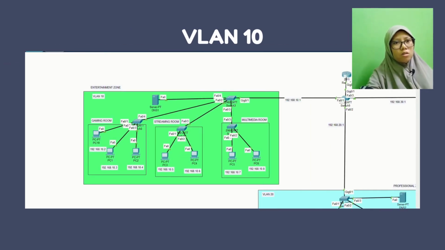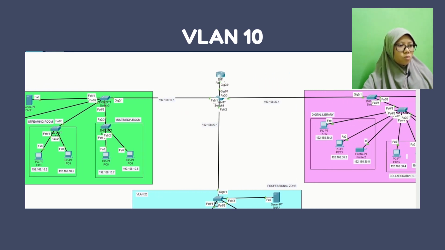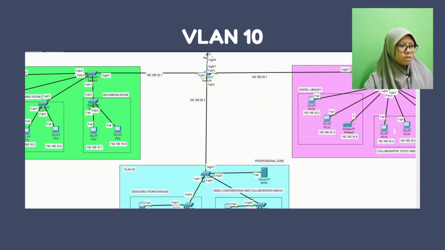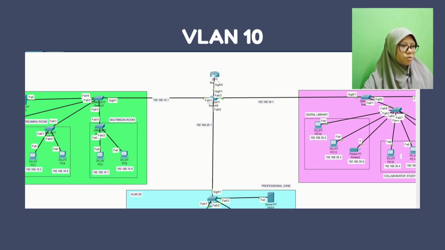Assalamualaikum. Today I will continue with the demonstration of our simulation project in Cisco Packet Tracer. Before I explain the connections, we have already created the topology for EasyNet Cyber Cafe. Here we have the router and the switch that connects with every zone using another switch. This is the switch for the entertainment zone, this is the switch for the professional zone, and this is the switch for the student zone.